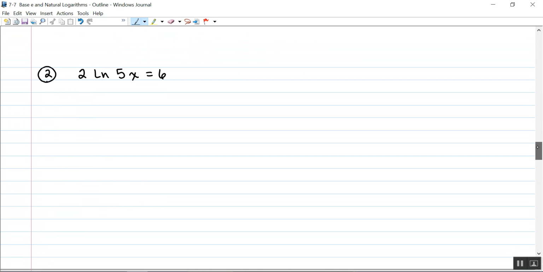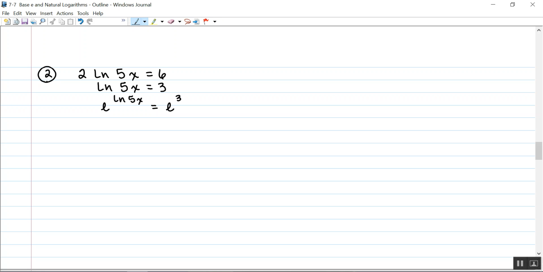Here's another example. 2 times the natural log of 5x equals 6. First thing I want to do is divide both sides by 2. So the natural log of 5x is equal to 3. Now I will make each side of this equation the exponent of e. So e raised to the power of the natural log of 5x is equal to e to the third power. Now remember, e is not a variable, e is a number. So e raised to the third power is just a number.